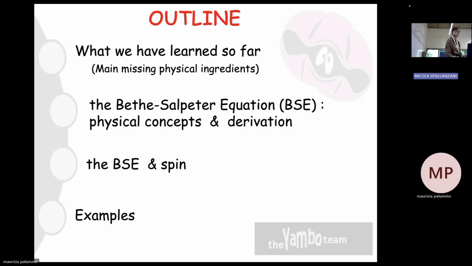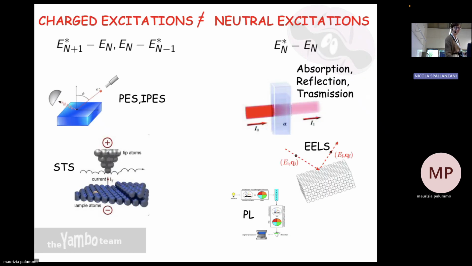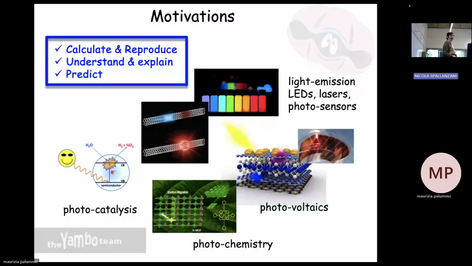And so it means that it is very important to have an interpretation of the optical properties for a lot of phenomena like photocatalysis, photovoltaics, photochemistry, LED, laser, and so on, where optical excitations play the key role.